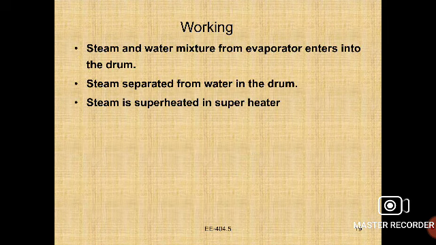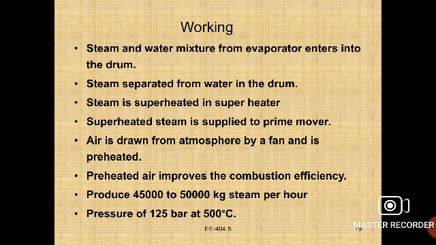Large circulation prevents overheating of tubes. Whenever we supply more water into the tubes, overheating of tubes is avoided. Next, in working, the steam and water mixture from the evaporator enters the drum, right? Steam is separated from the water in the drum only. The steam is superheated in the superheater. Superheated steam is supplied to the prime mover.